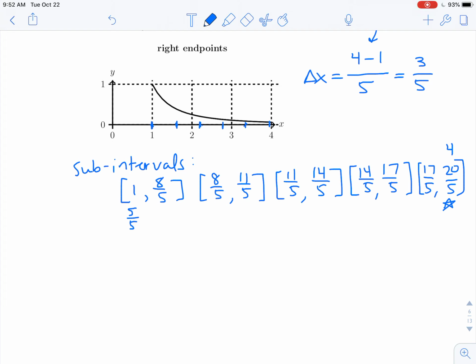So on this one, we're supposed to use right endpoints. So on my first subinterval from 1 to 8/5, I'm supposed to use the 8/5. And so here's the 8/5. I'm going to use it to get the height of my rectangle that goes with that first subinterval. Second subinterval, I'm supposed to use 11/5. Here's my 11/5. So I find f of 11/5 and use that for the height of the second rectangle.